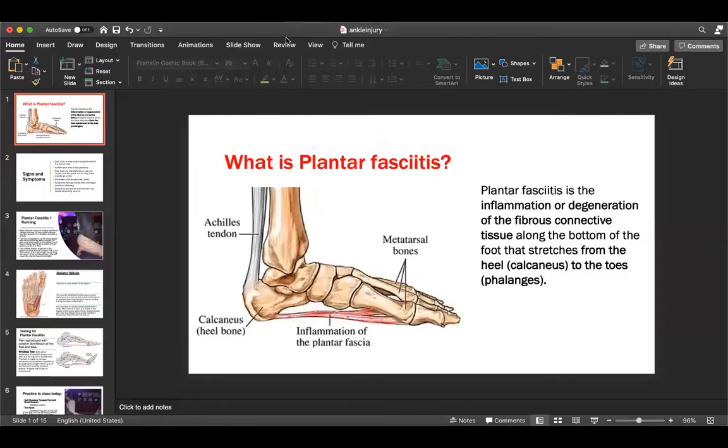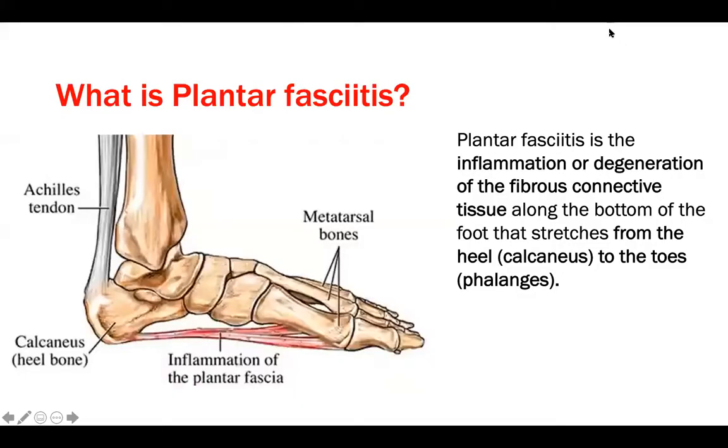Start. Cool. So what is it? Plantar fasciitis is the inflammation or degeneration of the fibrous connective tissue along the bottom of the foot that stretches from the heel to the toes. So it's inflammation of the fascia between the heel and the toes specifically. That's kind of the definition of it.